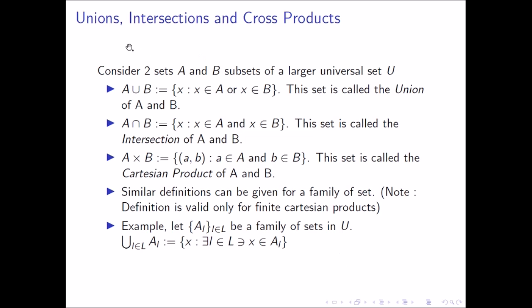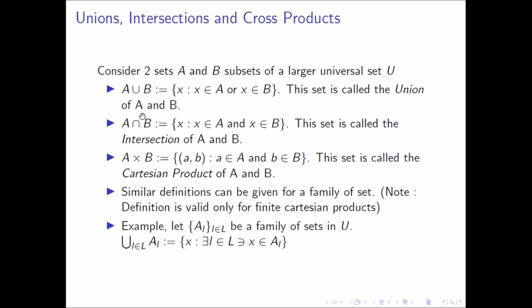Next, let's consider unions, intersections, and cross products. Consider two sets A and B, subsets of a large universal set U. See, we are mentioning U over here, the universal set. Then A union B, this U-like sign, is called the union sign. This set is called the union of A and B. It's basically all elements which are either in A or in B or both. Over here, it's not an exclusive or, it's just an or. So if x is in A union B, x is in A or in B.